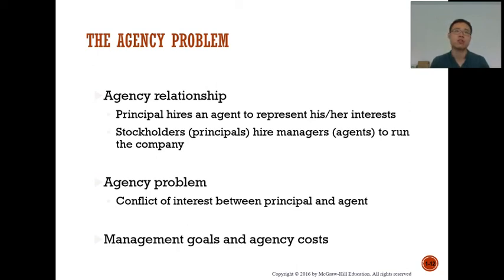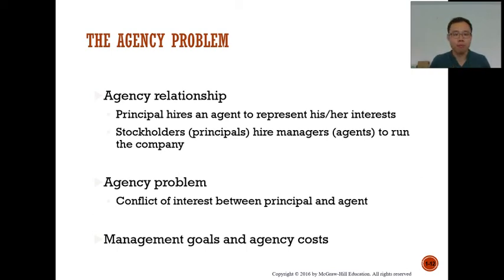The principals want to use the lowest amount of money to ask the managers to do things, but the managers want to have as high salary as possible. The principals want to have agents to work 24 hours a day. The managers want to sleep at home and still get the money. Okay, so this is a clear conflict of interest. And this conflict of interest is within every corporation, every firm, every organization, and every society.